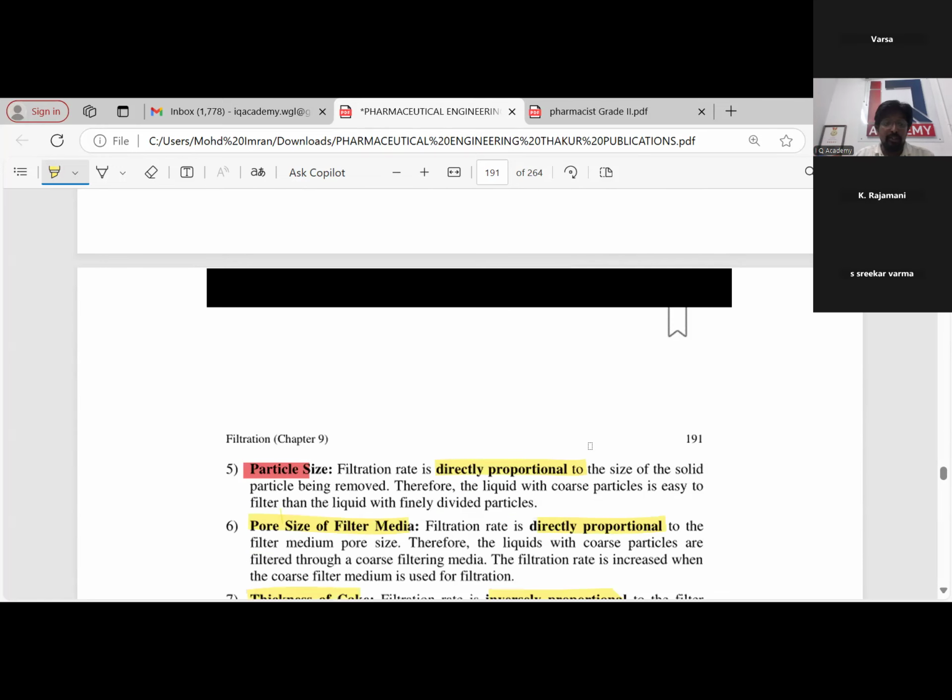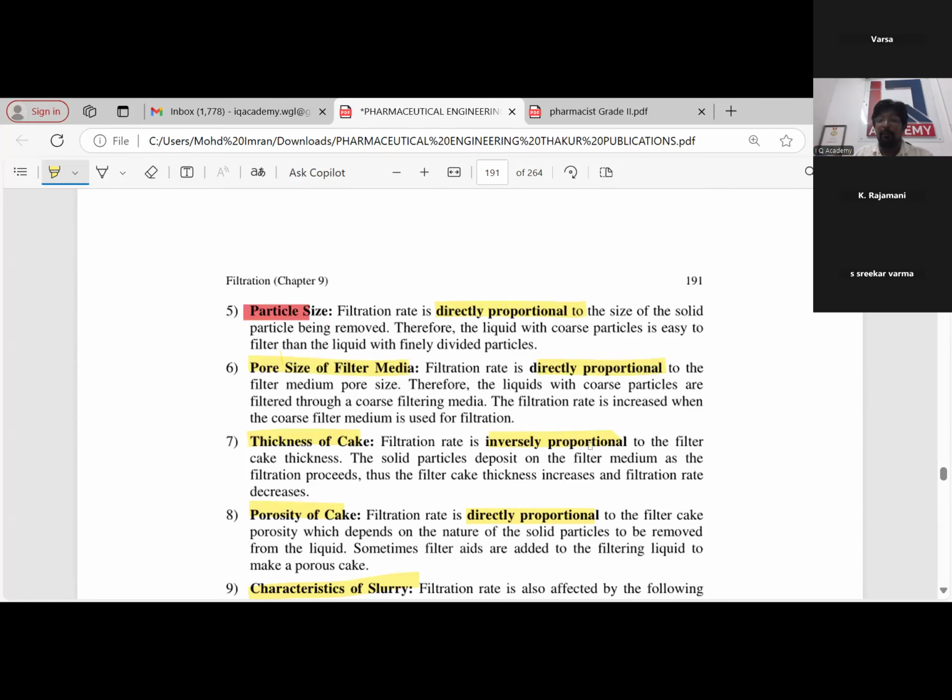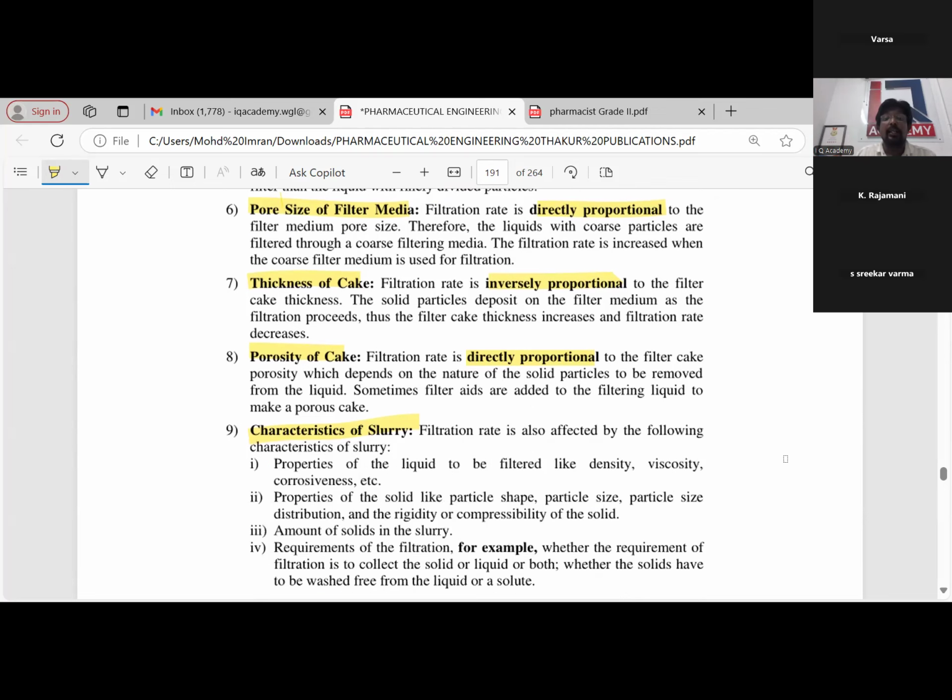Then particle size is directly proportional. Smaller the particle size, greater will be the filtration. Particle size of capillaries అయితే greater the capillaries, greater will be the rate of filtration. Right? Thickness of the cake directly proportional, because the thicker the cake, the more filter papers you use, the more this is called filtration aid. The more faster the particles will be filtered.